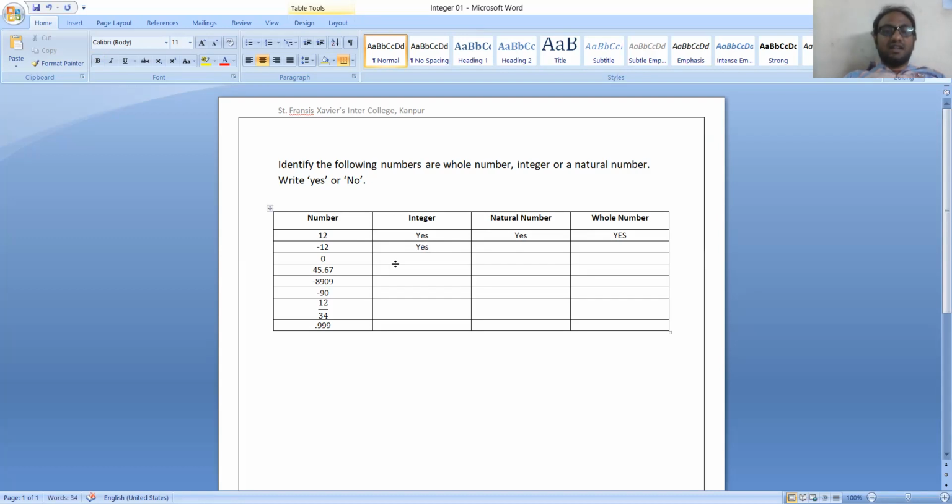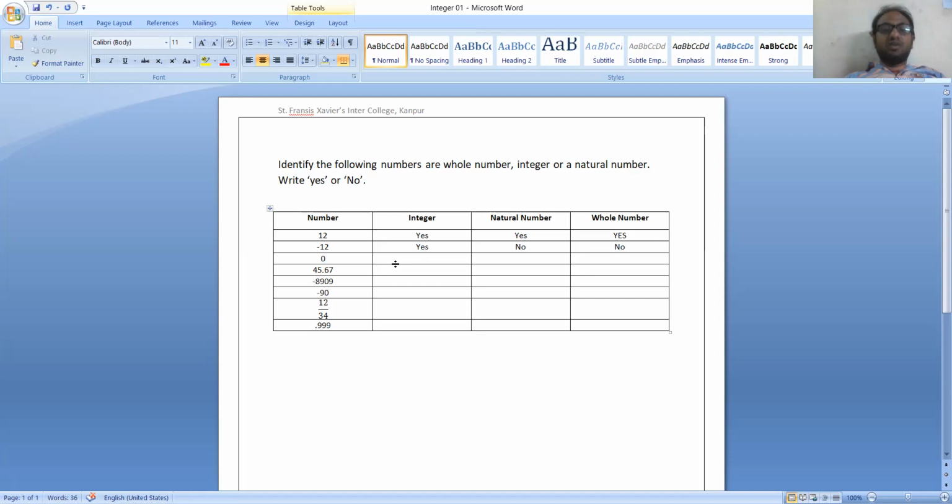Now, the next question: is minus 12 a natural number? I told you earlier that in the natural number system, there is no concept of negative numbers or zero. So we will not include any negative number or zero in the natural numbers. That's why it is not a natural number. And again, is minus 12 a whole number? The answer is very simple. The whole numbers are the natural numbers, but they contain zero as an extra digit. The whole number does not contain any negative numbers, so it's not a whole number. Okay, so we'll write no.